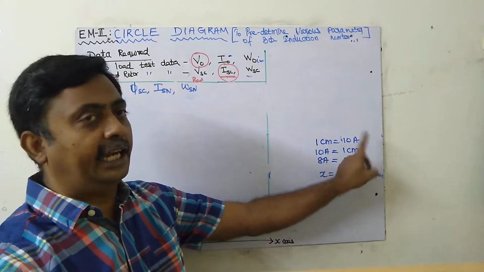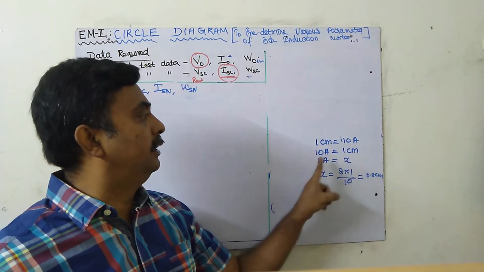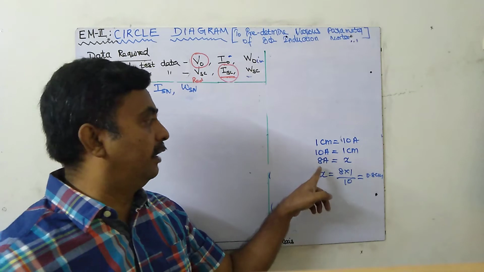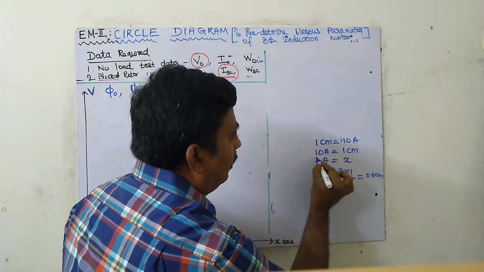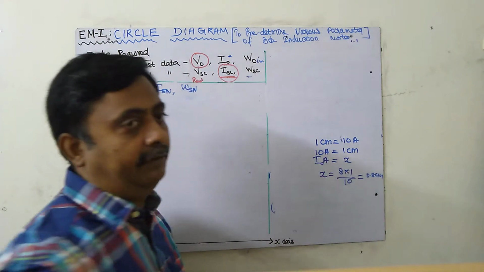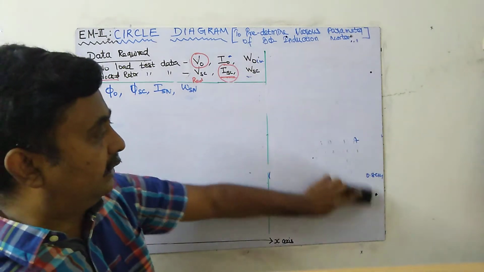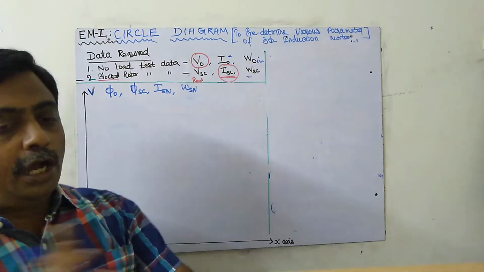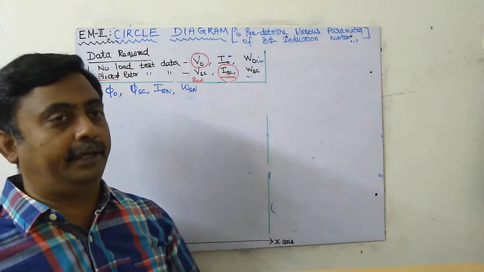So 1 centimeter to 10 amps, reversed, 10 amps to 1 centimeter. What is 8 amps? What is the I naught value? Here I have to put I naught, which is ISN divided by 20. We have to calculate this value, and it will be in centimeter. Suppose I naught equals 0.8 centimeter. Okay, I got I naught.